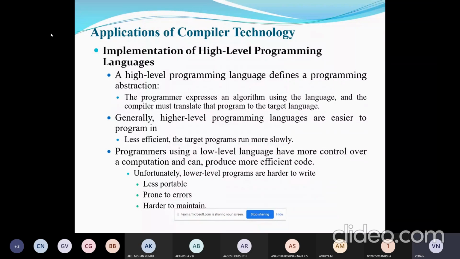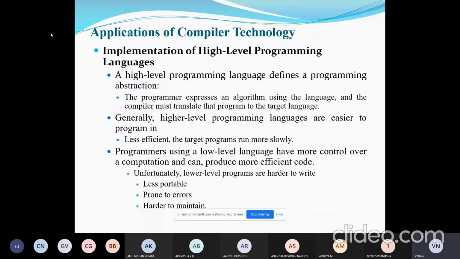Moving on. The first thing is, whenever you are trying to implement high-level programming languages, you need a compiler, because a high-level programming language is easy for a programmer to write, but it would be difficult for the machine to understand, because, as you already know, it only understands machine language. So the first application is that, depending on how the high-level programming language has been implemented, the compiler technology has to be developed.